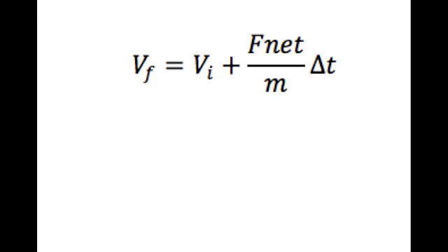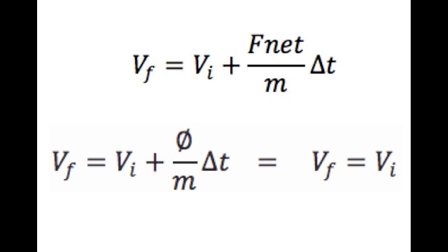Newton's second law is: final velocity equals initial velocity plus the net force divided by the mass, multiplied by the change in time, delta t. In order for an object to have constant velocity, the initial velocity must equal the final velocity, and so to have this, the net force must be equal to 0, thus canceling out the rest of the equation.